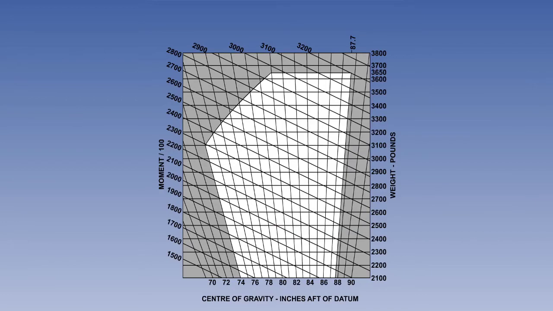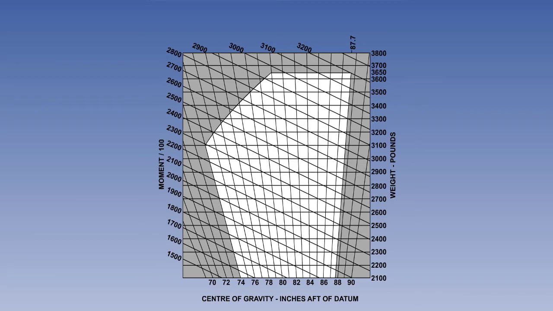We are now going to find the takeoff and landing centre of gravity by plotting our load sheet data onto the centre of gravity envelope in CAP 696, figure 2.5. This is a graphical representation of the mass and centre of gravity limits. The right-hand vertical axis is the mass in pounds and the horizontal axis is the centre of gravity position in inches aft of the datum. The diagonal lines represent the moment divided by a constant of 100.